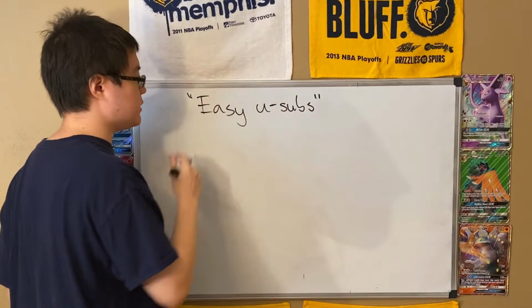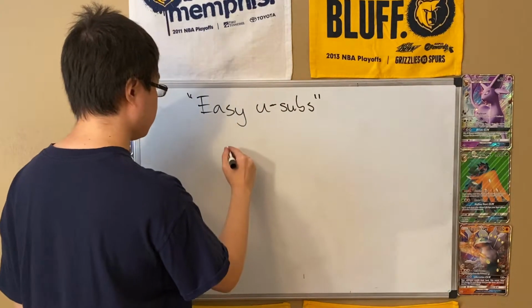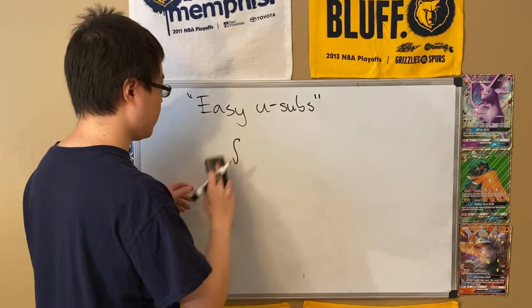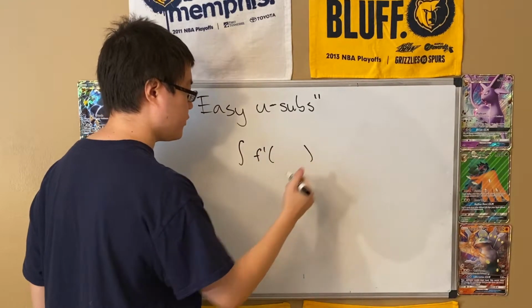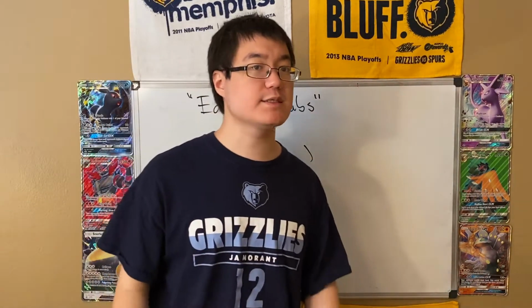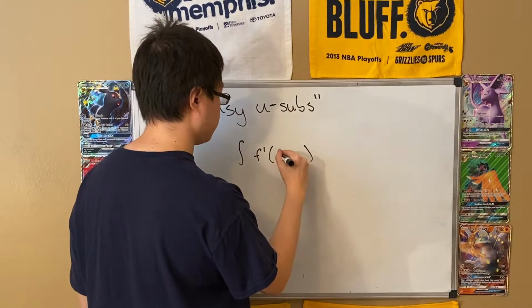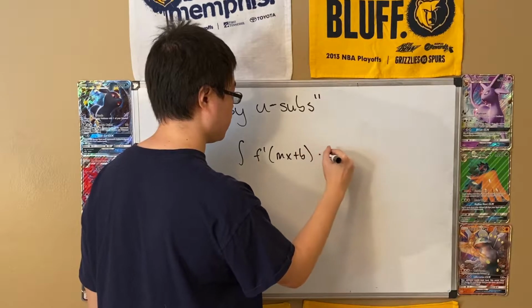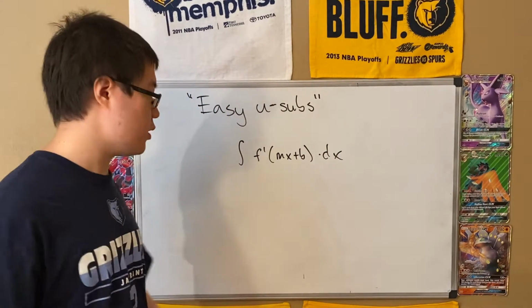When I talk about easy U subs, what we're going to try to do is skip the U sub. So what's going to be the form of these? It's going to be some integral of a function, and the inside function, which makes it a U sub because there's an inside function, is just going to be a line. So it's of the form f prime of mx plus b times dx. Let's try to do this integral in general, and you'll see what I'm talking about.